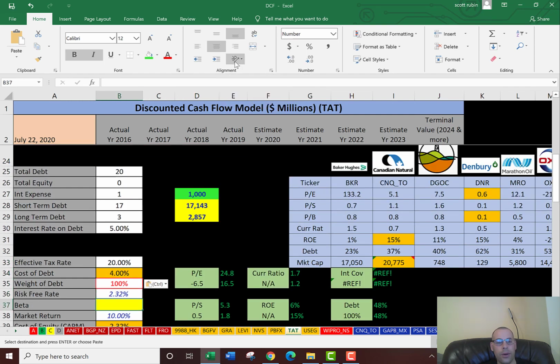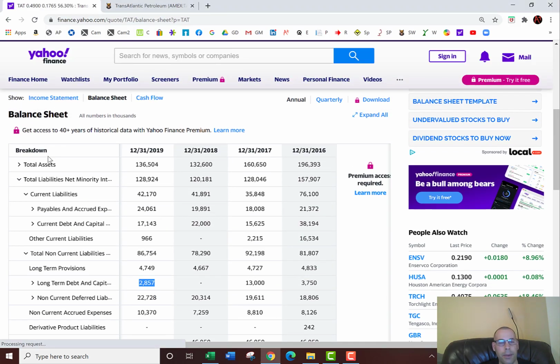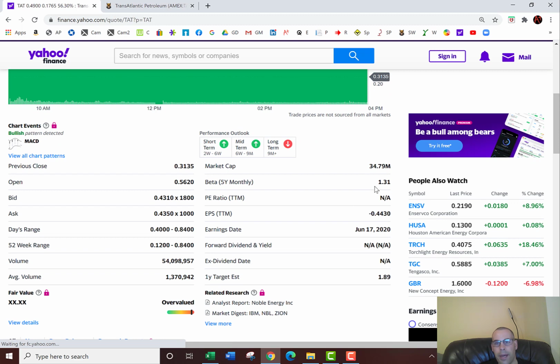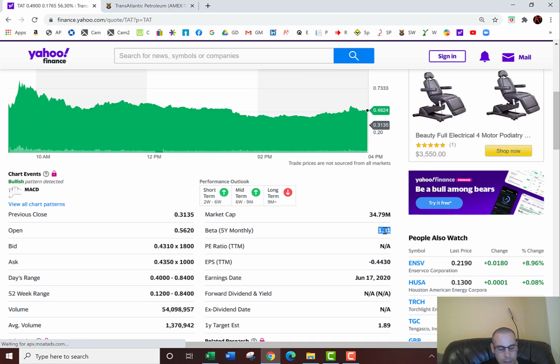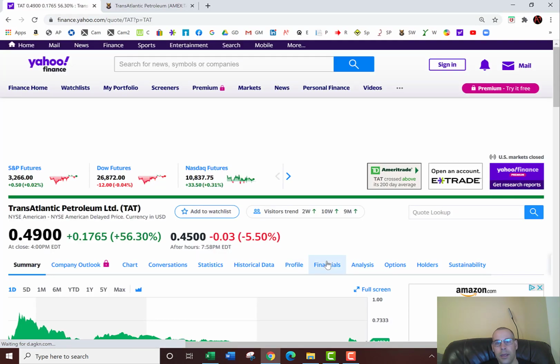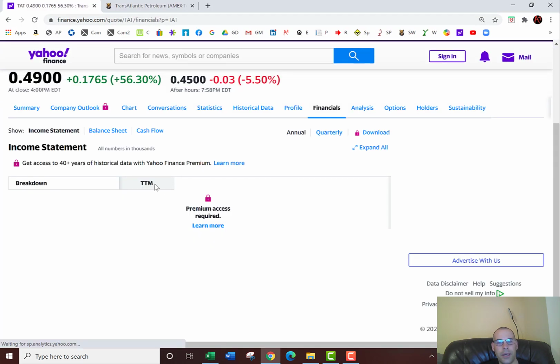To get the cost of equity, we need the beta. The beta is how volatile a stock is relative to the market. They have a beta of 1.31, so the stock is a little more volatile than the market. So let's go back to the balance sheet. We need some more information.